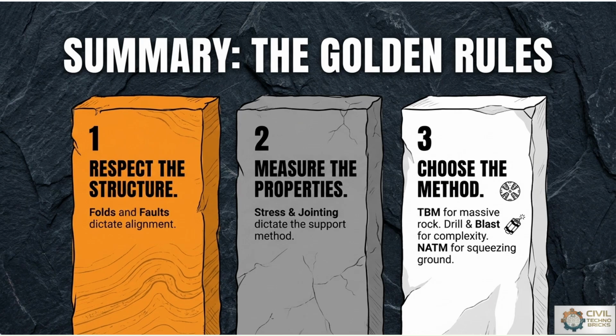So respect the structure means faults dictate alignment. So we have to select the alignment based on the various activities we have to perform on site with reference to the availability of rock. Secondly, measure the properties means we have to measure the structural characteristics or the stresses or jointing required for the support method. And third, we have to choose the tunneling method based on that: tunnel boring machine or any type of NATM machine for massive rock, or drilling and blasting, whichever is more suitable.